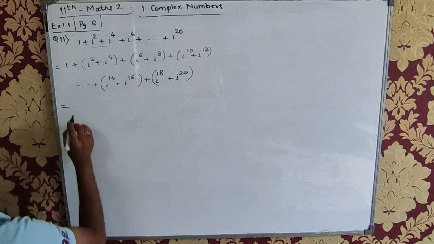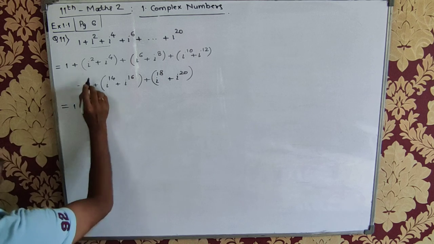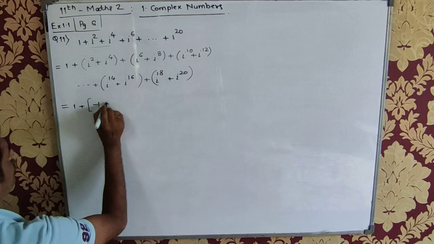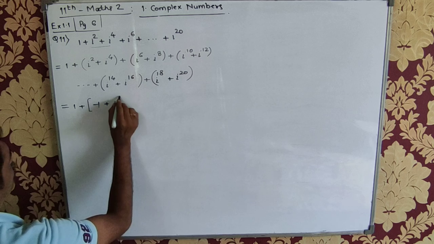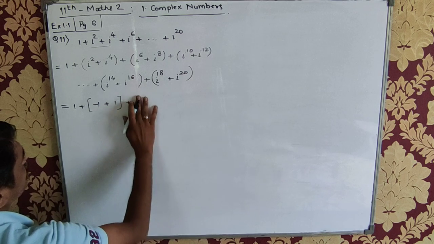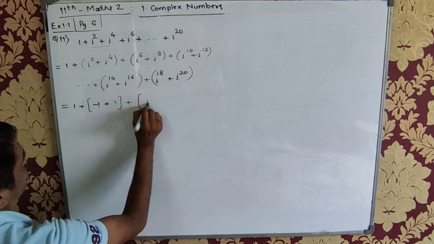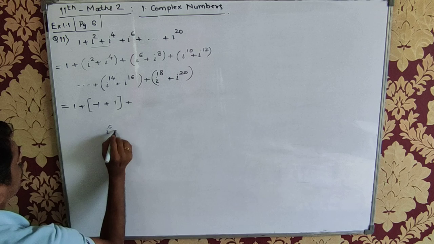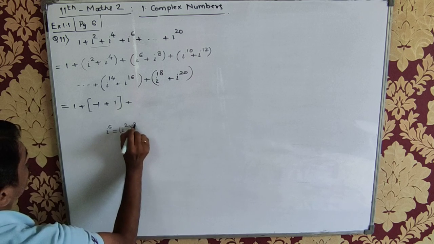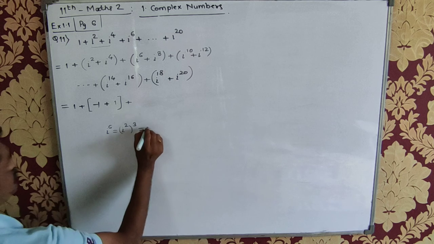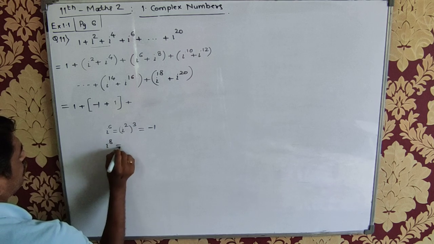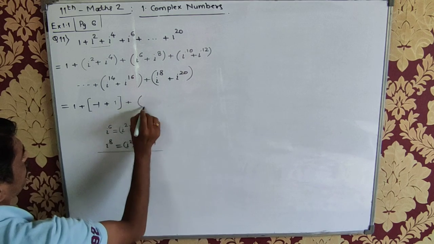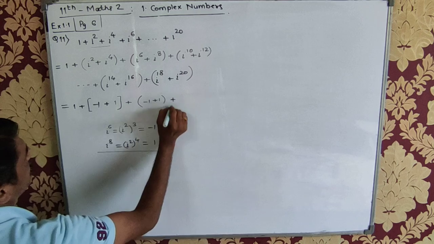Now this is 1 plus, first bracket, i square is minus 1, and this is i square, 1, plus 1. i raised to 6 is i square cubed, minus 1, and minus 1. i raised to 8 is i square raised to 4, plus 1. So this becomes minus 1 plus 1. Right? So everywhere it will be like this.